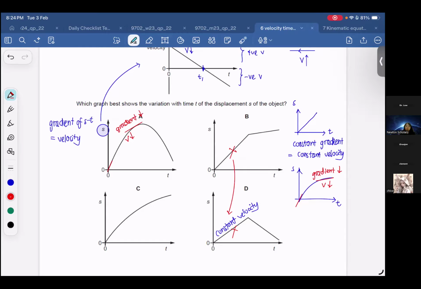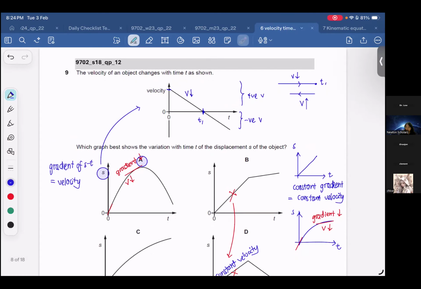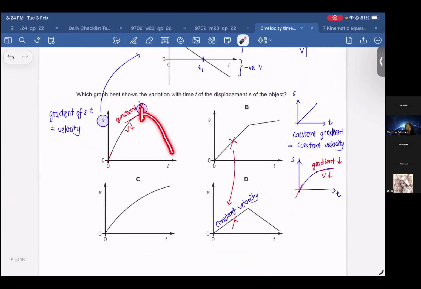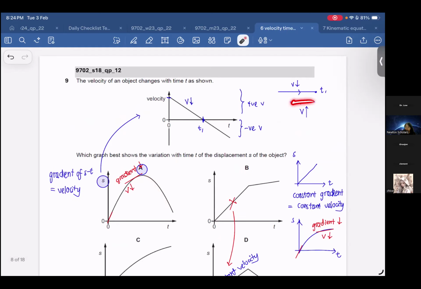Then why our final answer is A is because, can you see that here, the next second section, the velocity is negative? Velocity negative means what? Just now I told you they move backwards. If they move backwards, what does it mean? You move towards your origin. So that means they change direction. You should be going back, you should move backwards. Your displacement should decrease because you're moving backwards.